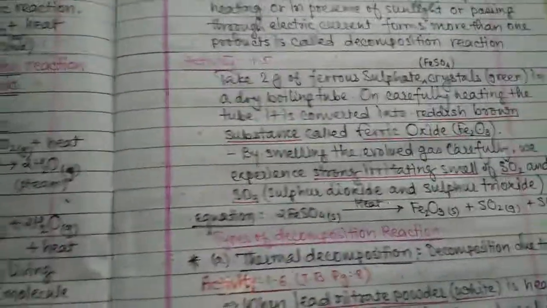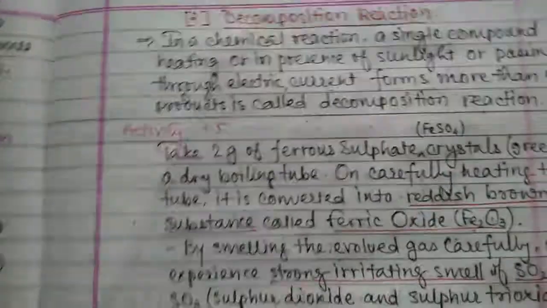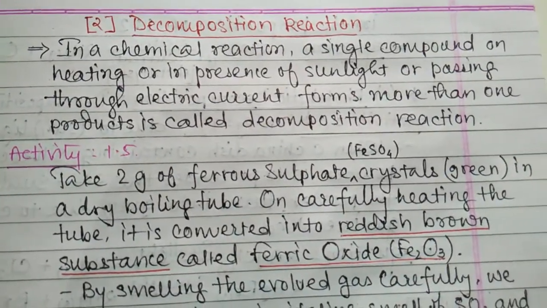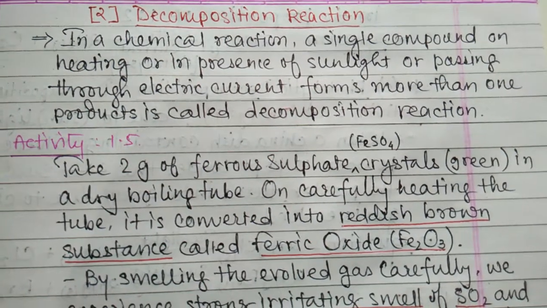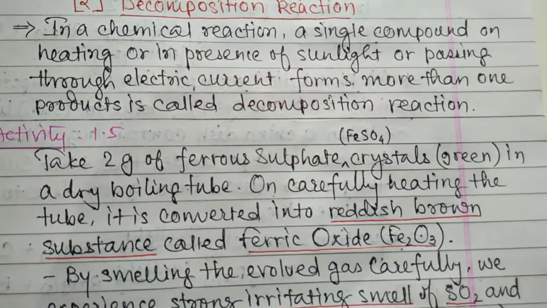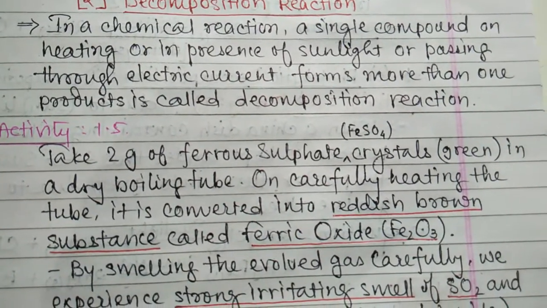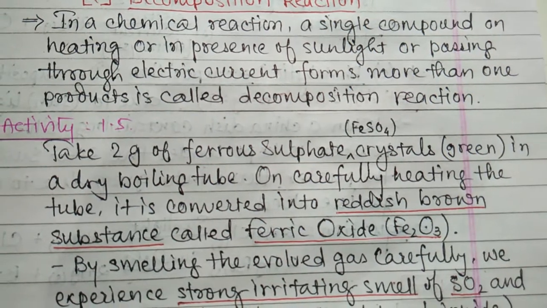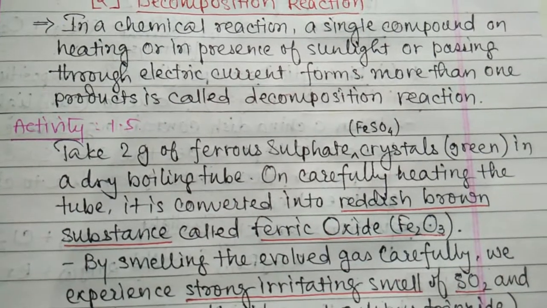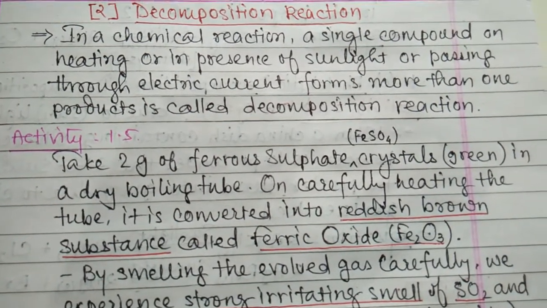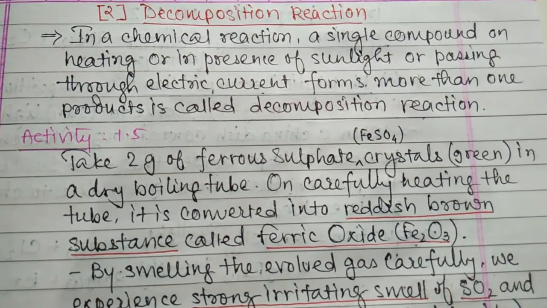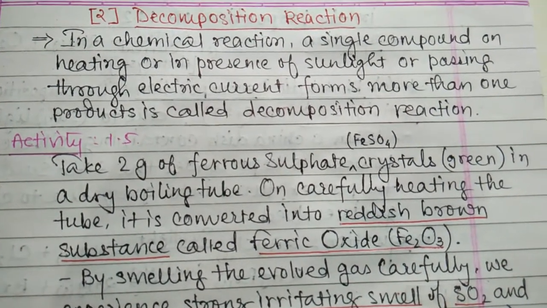Now the second reaction, decomposition reaction. In a chemical reaction, a single compound on heating, or in the presence of sunlight, or on passing an electric current, forms more than one product. It is called a decomposition reaction. In a decomposition reaction, one reactant is divided into two or more products.